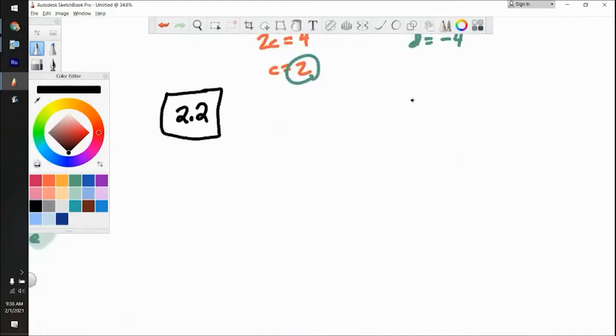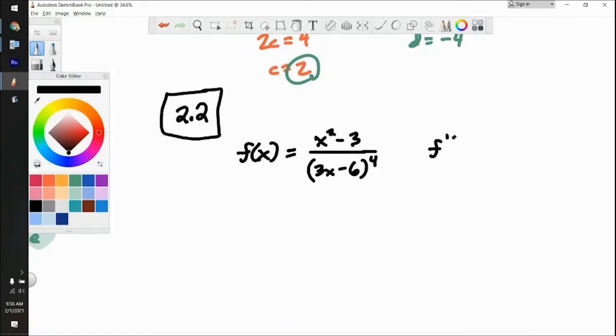So these, I didn't even bother writing any problems down because I can just make them up. So let's make one up here. So we're going to do f of x is equal to, let's do x squared minus 3 over, let's do 3x minus 6 to the fourth power. What I want to know is, what's the derivative of this thing?